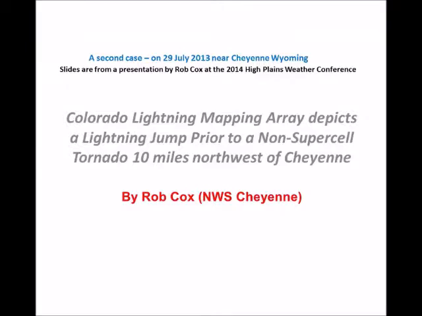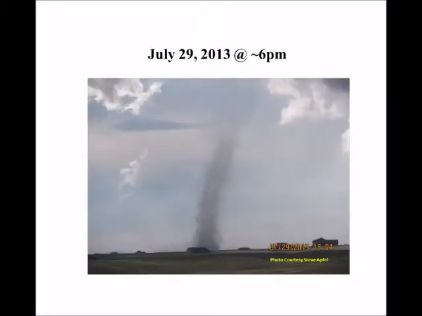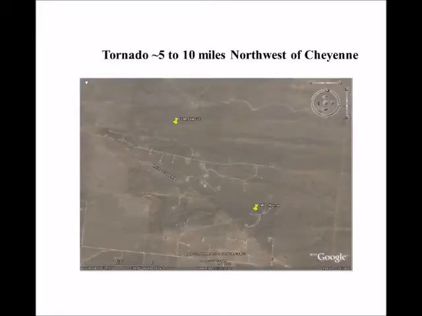And he again was able to use the Colorado Lightning Mapping Array, which extends into southeast Wyoming. And here's a nice picture of the tornado from the MIC at the time, taken around 0Z on the 30th, or at 6 p.m. on the 29th of July. And that picture was, again, the tornado about 10 miles from Cheyenne, and this is how the photographer was looking off to the northwest at that picture.